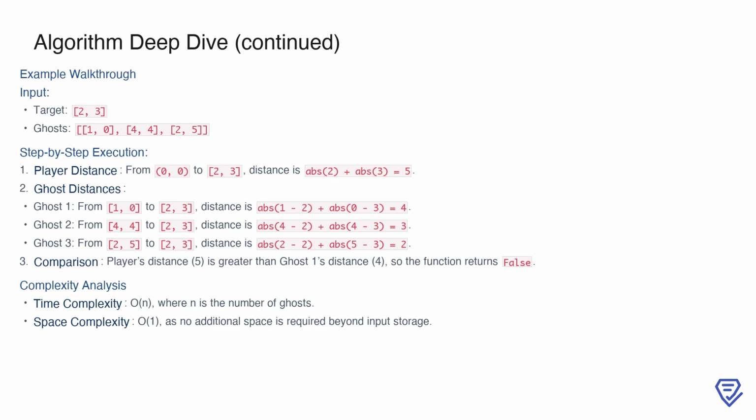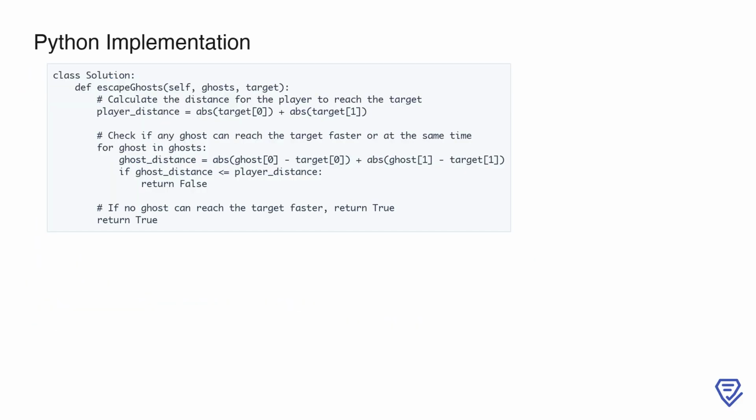In terms of complexity, the algorithm runs in O(n) time due to the loop over the ghosts, and it uses O(1) space since no additional data structures are required. This implementation solves LeetCode problem number 789, Escape the Ghosts, by determining whether the player can reach the target position before any ghost. To do this, we use the Manhattan distance formula, which calculates the shortest path on a grid between 2 points.